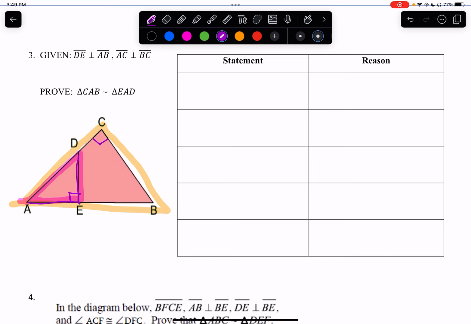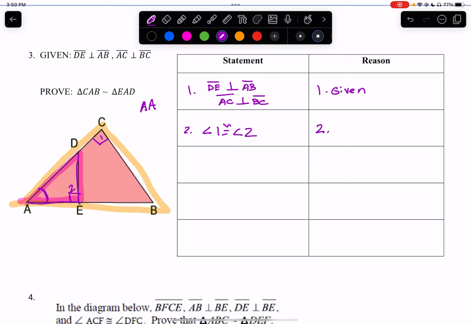Now, if I look at my diagrams, I can also see that A is a shared angle, so it is going to be in both triangles. So again, I'm going to use angle, angle. So write out our givens. As long as you label your angles, you can call them angle 1 and angle 2.